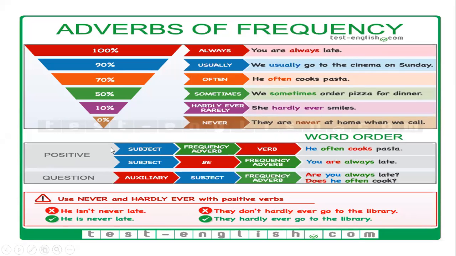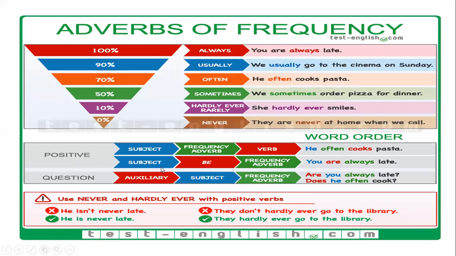When we have a positive or affirmative sentence with any other verb that is not the verb to be, as I said before, you have this structure. Subject plus frequency adverb plus the verb. He often cooks pasta. He, subject, often, frequency adverb, verb, cooks pasta. Remember that when we are talking about the third person, we always respect the simple present third person rule to add the letter S or ES to the verb.